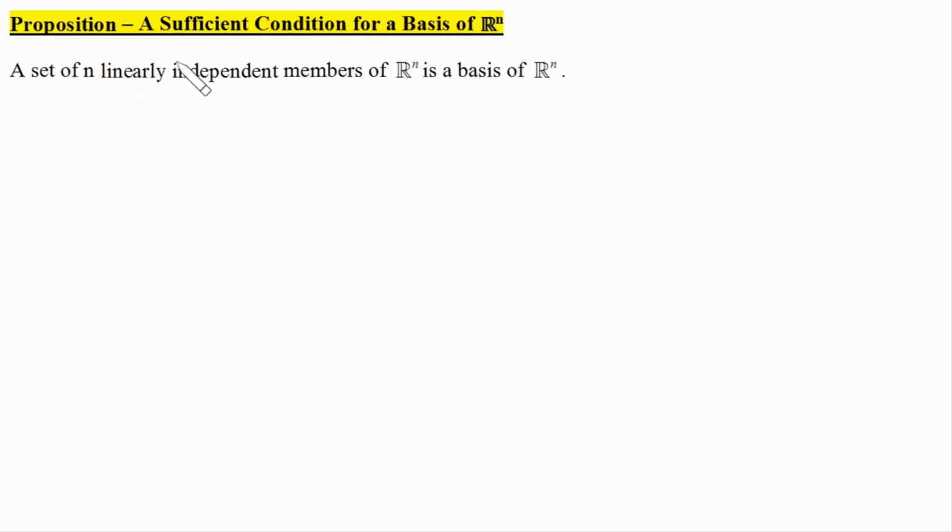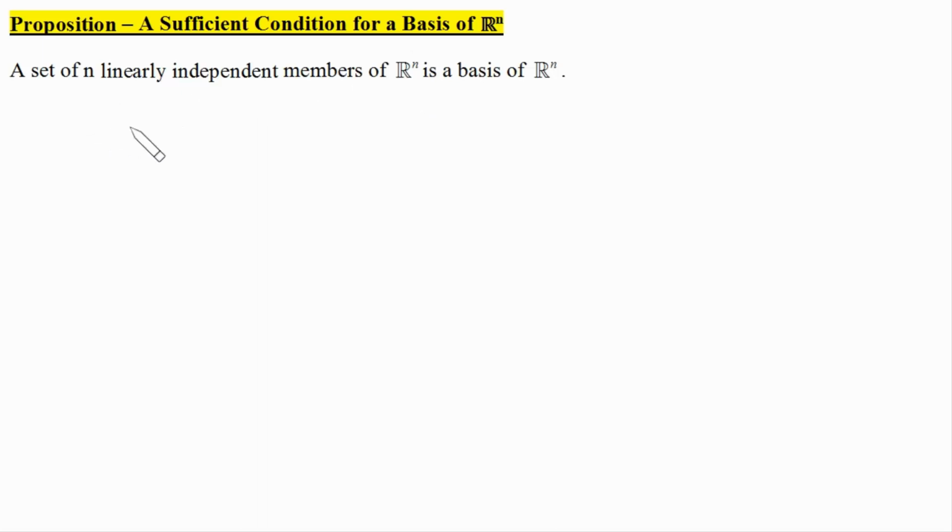So here there's a proposition. A proposition is like a mini theorem that's going to help us to do such exercises, and it's going to give us a condition for something to be a basis of Rn. Could be R2, R3, or whatever. What this proposition says is that if I have a set of exactly n linearly independent members of Rn, then it's automatically a basis. There's no need to do the first part of showing that they span Rn. You just have to make sure there's the right number of them.